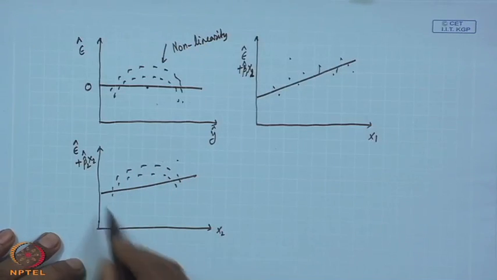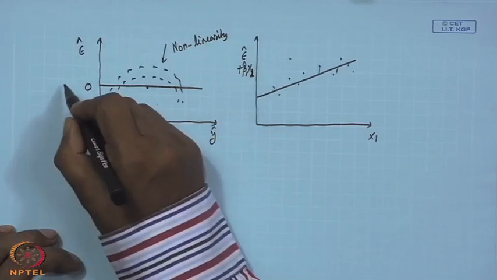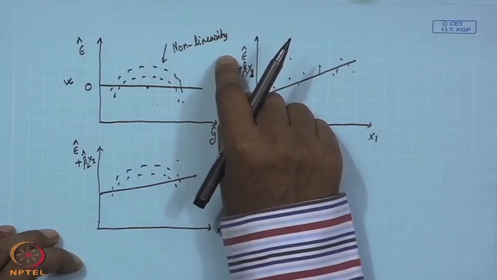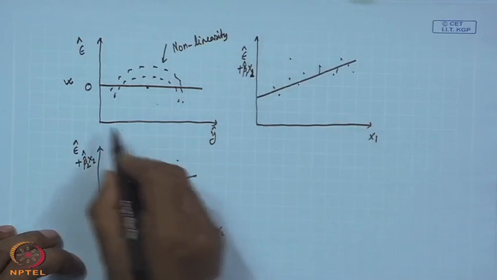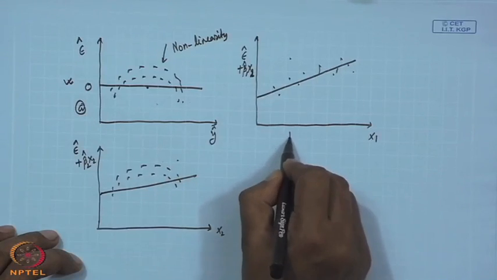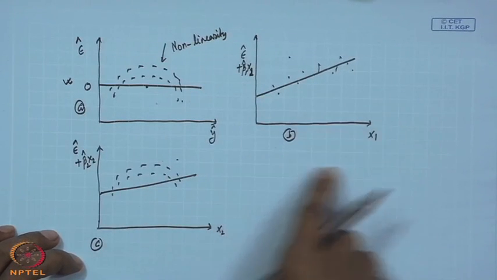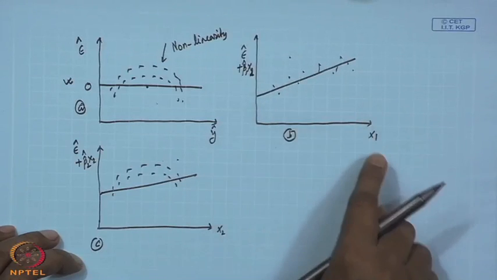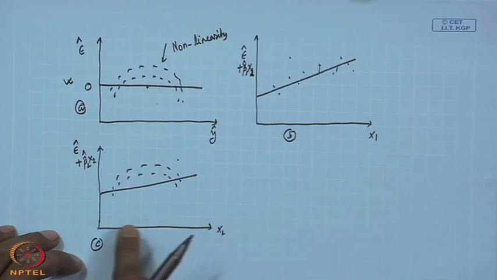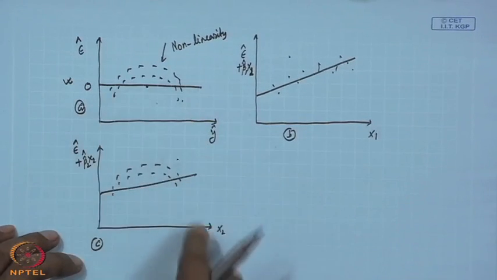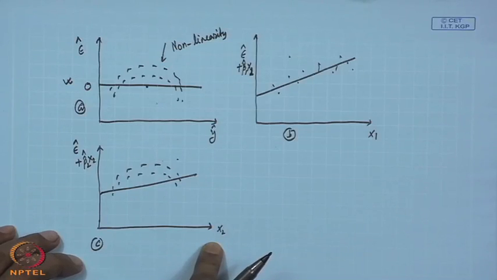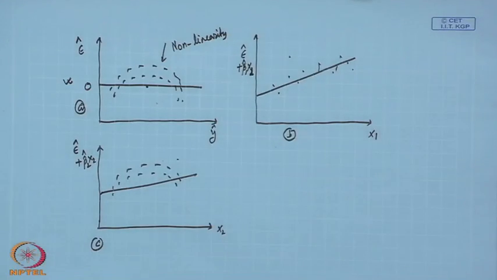Okay. So, first plot is showing you there is nonlinearity. Second plot, if I say this is A, then B and C, second plot showing that this nonlinearity is not due to x1. Third plot is showing this nonlinearity due to x2. Okay. Should I repeat?